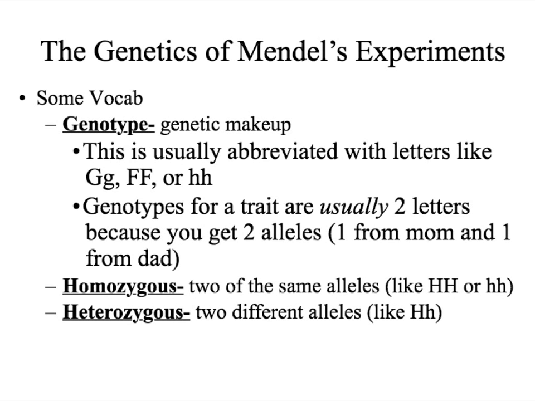Homozygous, homo means the same, so that's going to mean it has two of the same alleles. Heterozygous, hetero means different, so that's going to have two different alleles. So in our examples, a capital H and a capital H, they're the same, it's homozygous. If I had a capital H and a lowercase h, then they're different, that's going to be heterozygous.